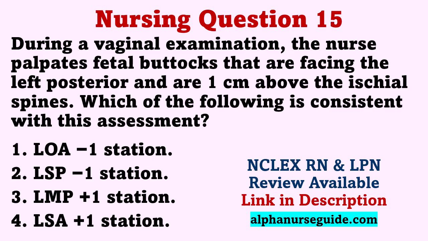The correct answer is 2. LSP -1 station. The LOA position refers to a fetus whose occiput is facing toward the mother's left anterior, and a presenting part at -1 station is 1 centimeter above the ischial spines. The LSP position is the correct answer. The fetal buttocks are facing toward the mother's left posterior, and buttocks at -1 station are 1 centimeter above the ischial spines. The LMP position refers to a fetus whose face is facing toward the mother's left posterior, and a presenting part at +1 is 1 centimeter below the ischial spines.